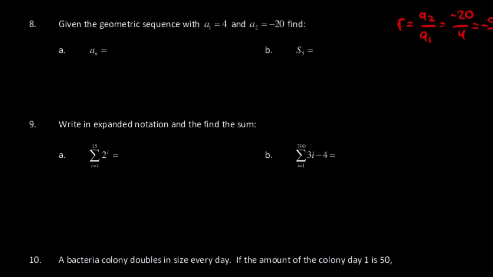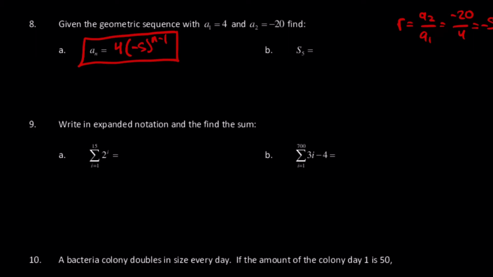And a sub 1 they already gave you. So a sub n in this case is going to be a sub 1, 4, times r, negative 5, to the n minus 1. S sub 5, so the sum of the first 5 terms. All right, you don't want to write out the 5 terms and then add them together. You want to use the sum formula.